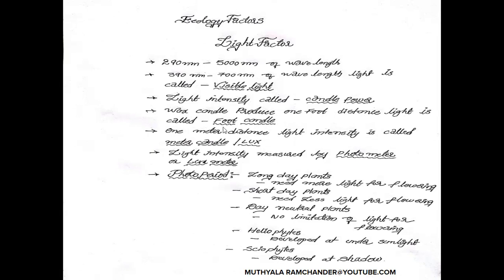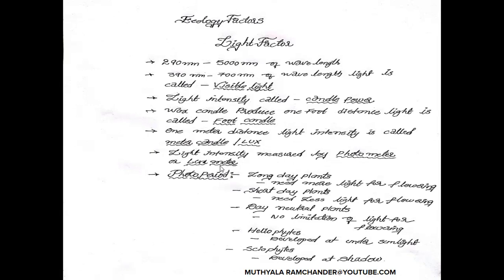In the same way, light intensity at 1 meter distance is called meter candle or lux. Light intensity is measured by a photometer or lux meter.